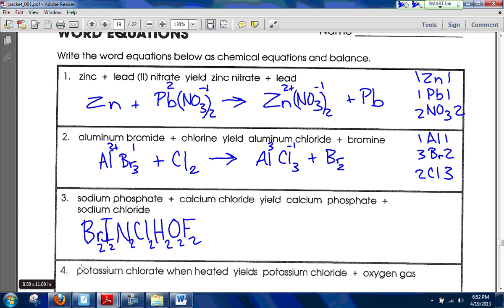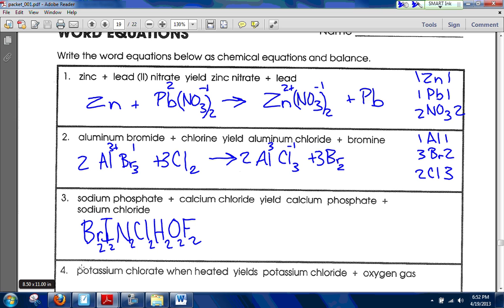So what I'm going to do is actually do this twice, I think. But the thing with the 3, I'm going to put a 2. The thing with the 2, I'm going to put a 3. So for the bromine right here, it has a 3 on the left. I'm going to put a 2 in front. For the bromine on the right, I'm going to put a 3 in front. For the chlorine on the left, it has a 2, so I'm going to put a 3. And for the chlorine on the right, it has a 3, so I'm going to put a 2.